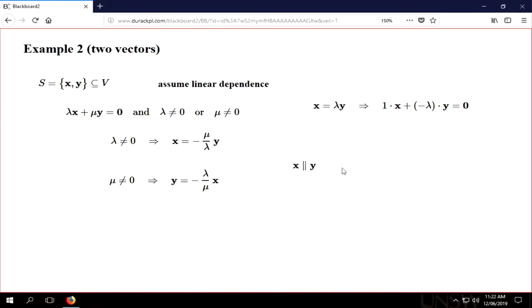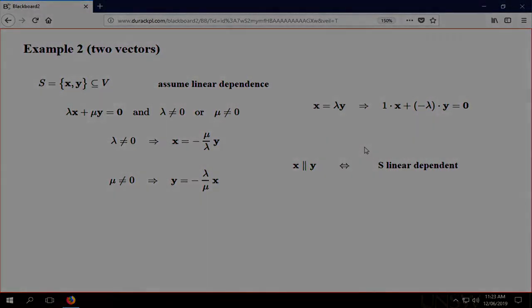So now we basically proved with you the following, and we've done this very formally, that in case of two vectors, linear dependence is equivalent to vectors being parallel. This is the geometrical interpretation of linear dependence in case of two vectors.